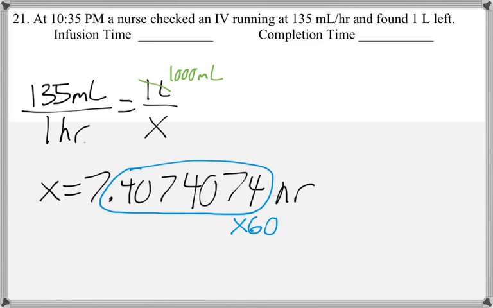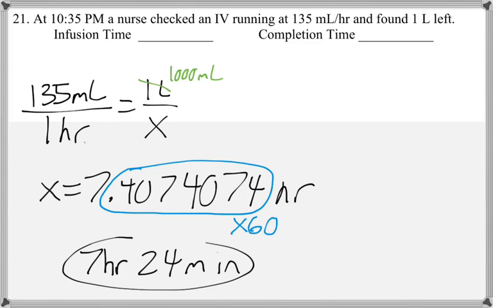But you should get 24.4, which we round to the nearest whole number. So this is 7 hours and 24 minutes. Okay, so for the completion time, we're starting at 10:35 and we're adding 7:24.